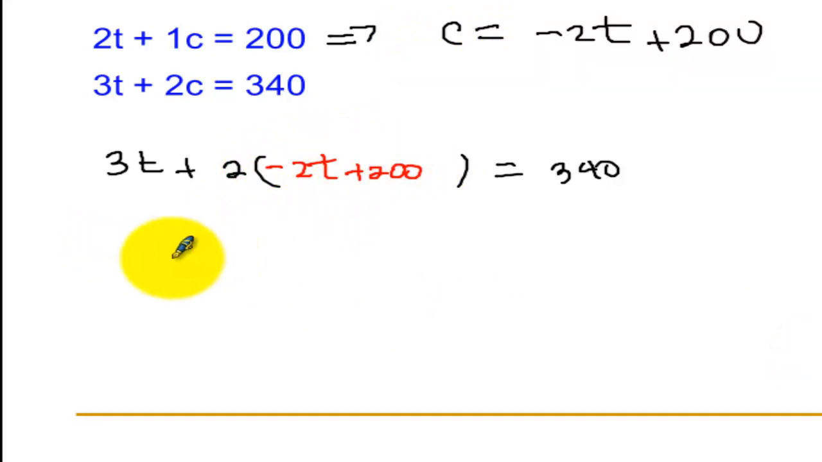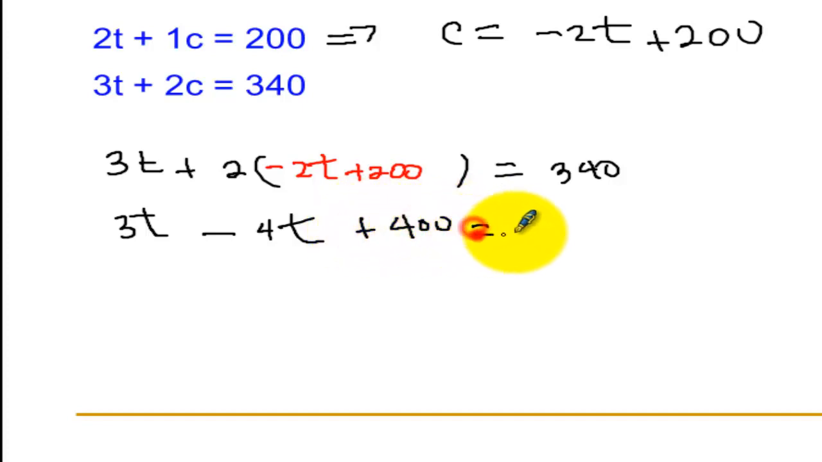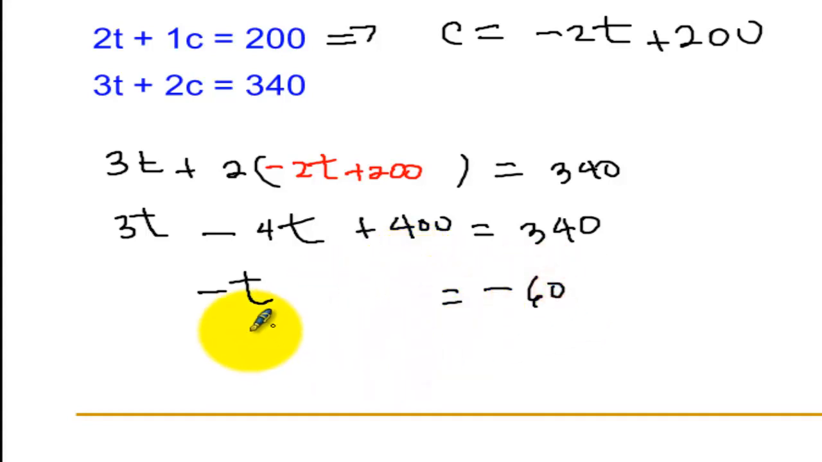So we will have 3t. 2 times negative 2t is equal to negative 4t. 2 times 200 will be 400 equals 340. 3t minus 4t is negative t. Subtract 400 from both sides. We are going to get negative 60. Divide by negative 1. We are going to get t equals positive 60. Okay, so the cost of a textbook is equal to $60.